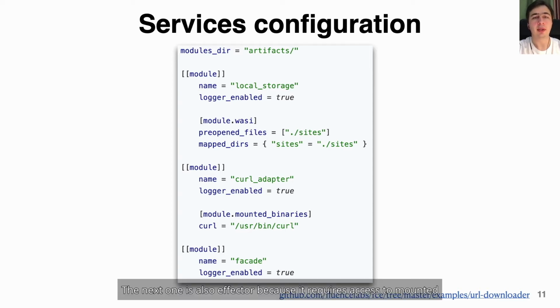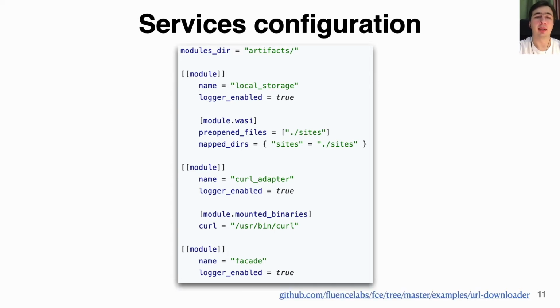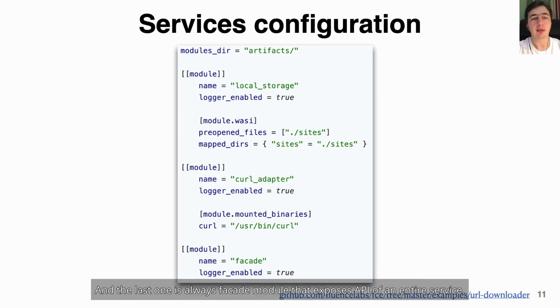The next one is also an effector because it requires access to a mounted binary called curl. Here the mounted binary option says that a module can call a binary located at this path, here /usr/bin/curl on the file system. And the last one is always the facade module that exposes the API of the entire service.